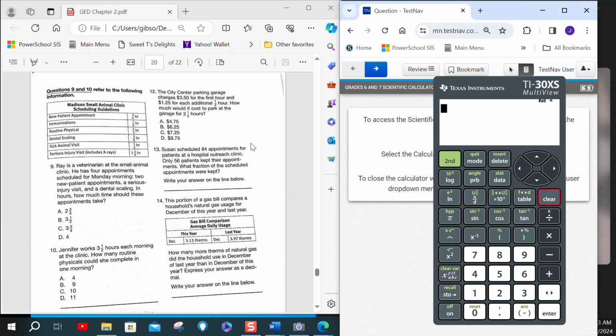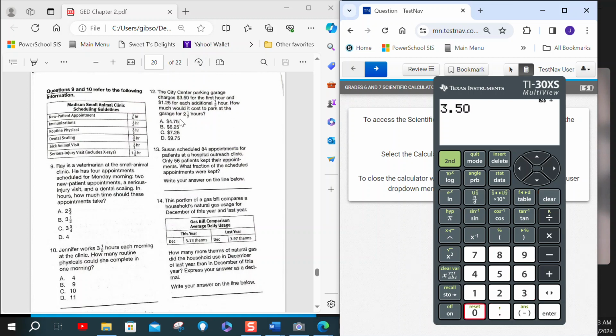Number 12. The city center parking garage charges $3.50 for the first hour and $1.25 for each additional half hour. How much would it cost to park at the garage for 2.5 hours? So, first of all, we know the first hour is $3.50.